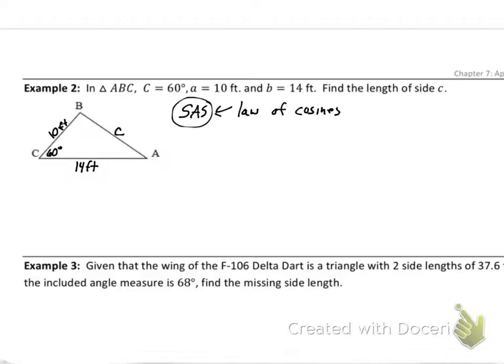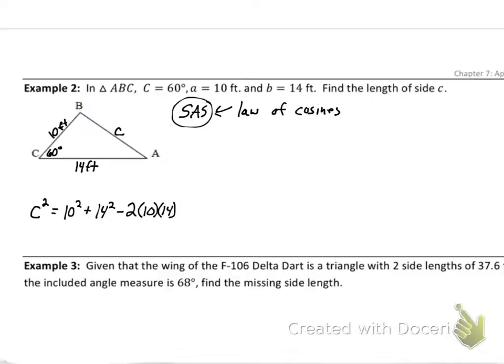Well, we're looking for length C. So we're going to have C squared equals, it's going to be those two other sides. It's just those two other sides squared. So we're going to have 10 squared plus 14 squared minus 2 times those two sides. So that'll be 2 times 10 times 14. Do you think it matters what order I put these in? Nope, not at all.